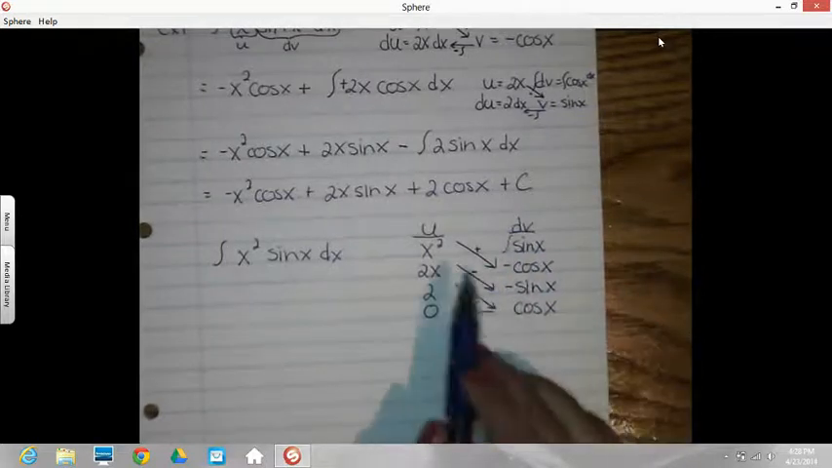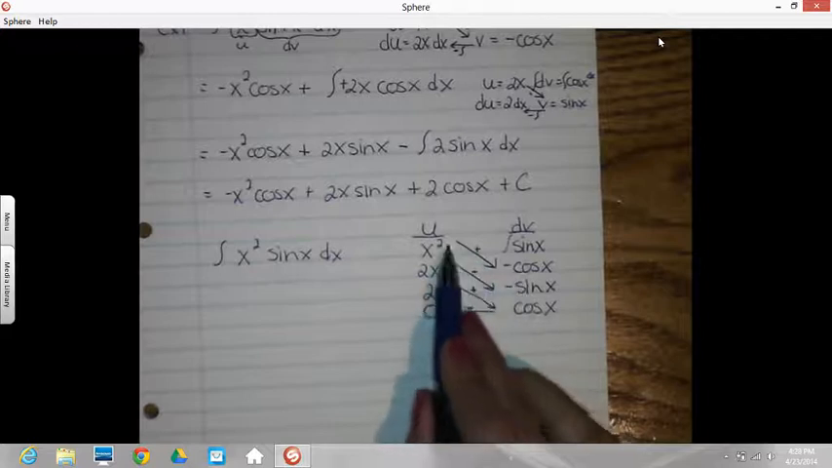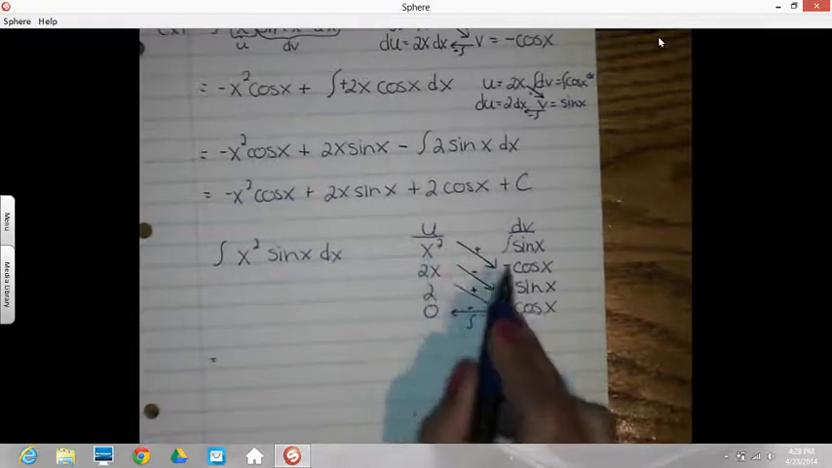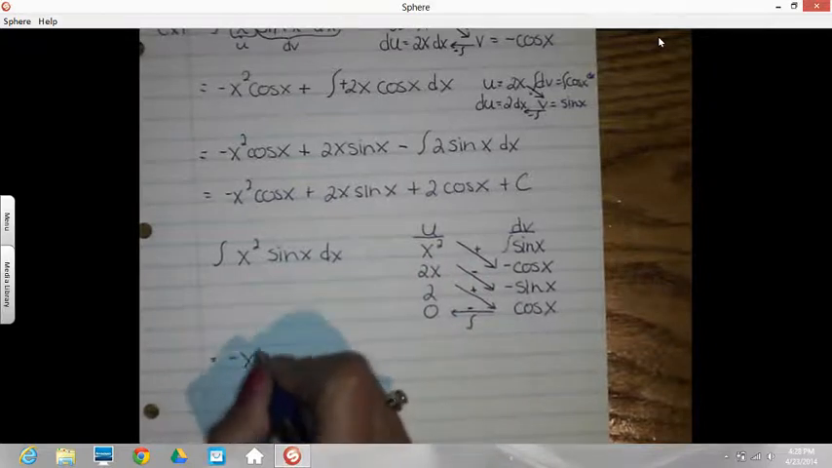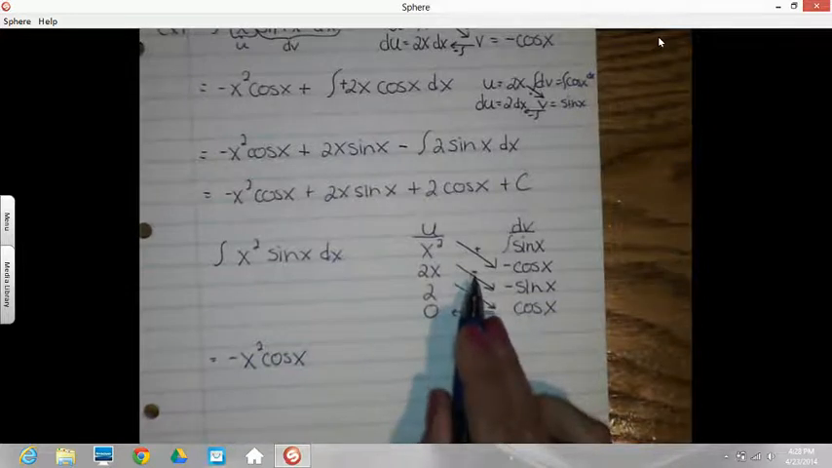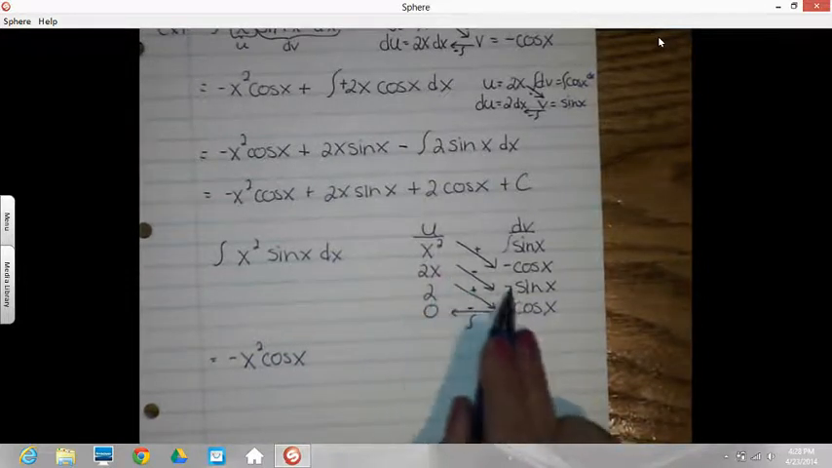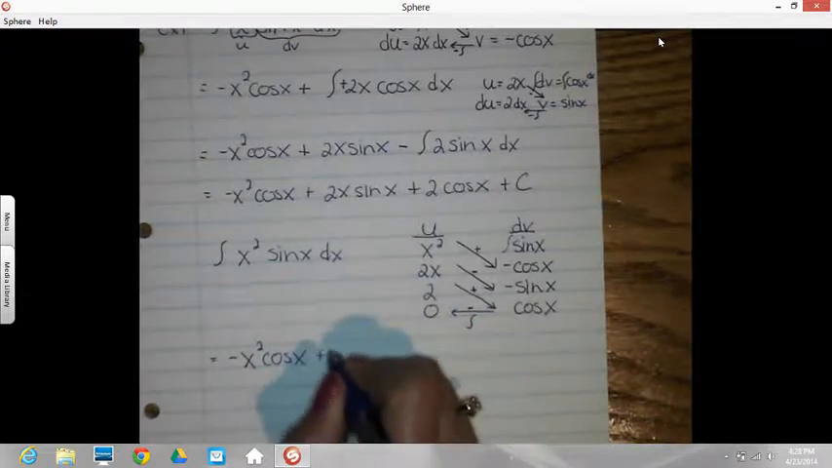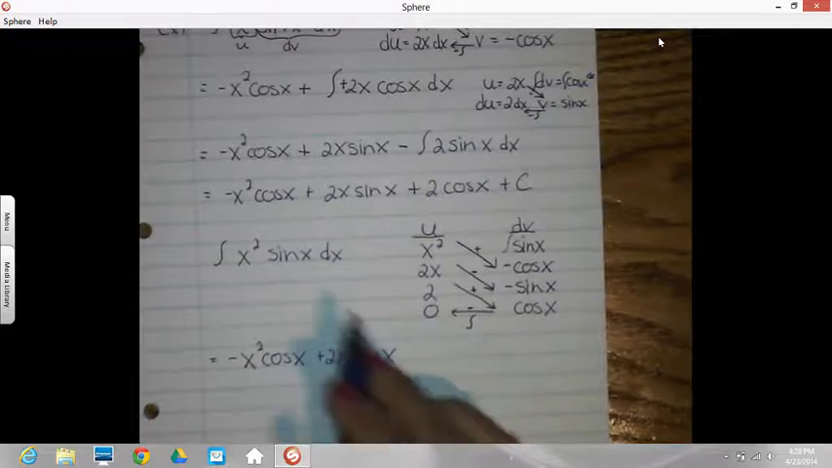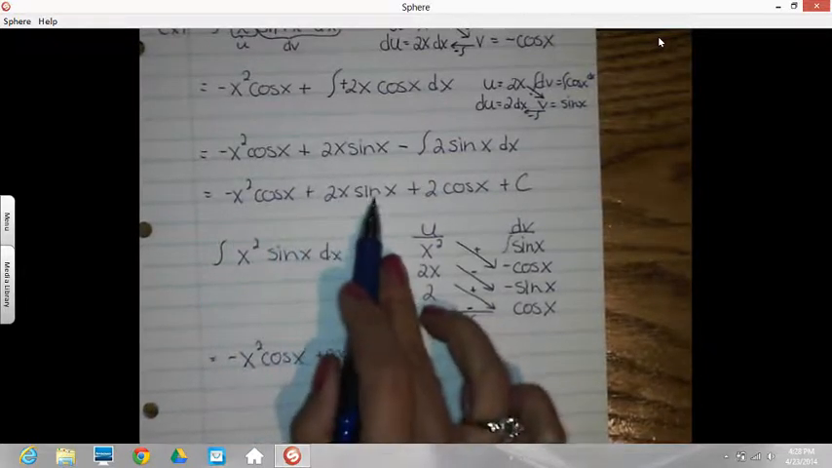Think of this as a positive 1 multiplier, so it's just these two multiplied together. So I will have a negative x squared cosine x. The next one, I've got a negative 1 multiplier times the 2x times the negative sine. That's going to turn into a plus 2x sine x. Okay, we're looking good. Negative x squared cosine x, plus 2x sine x, plus.